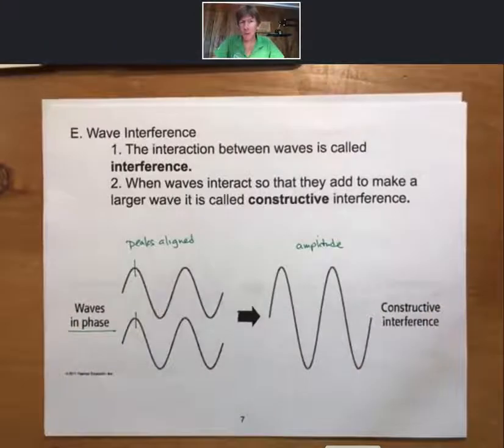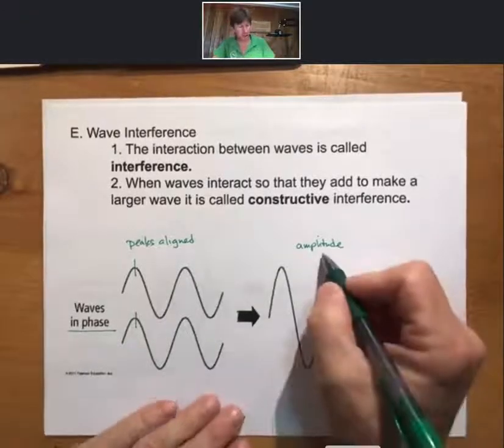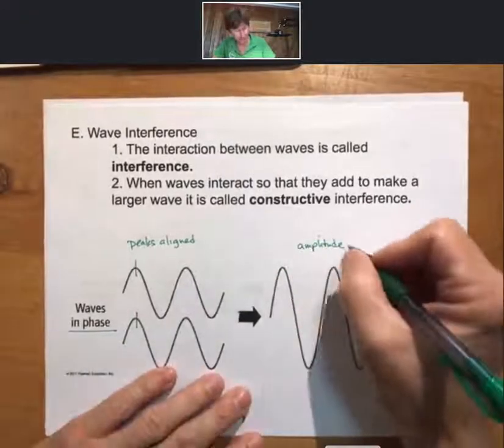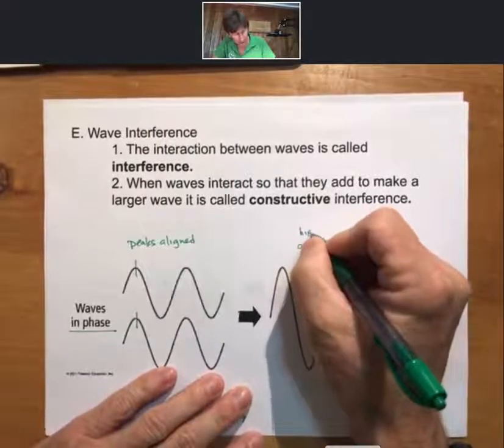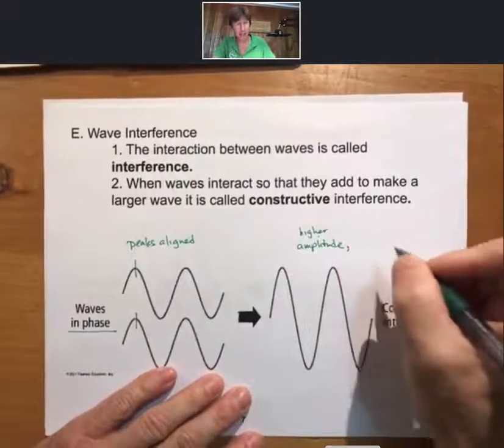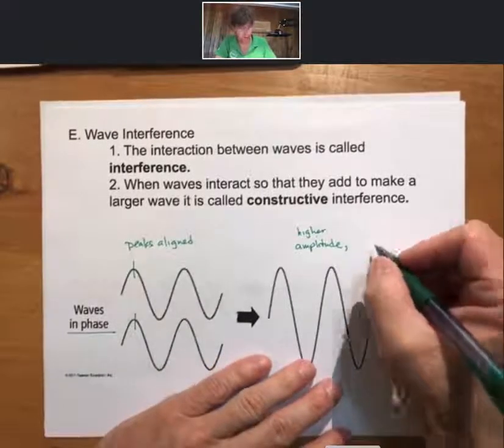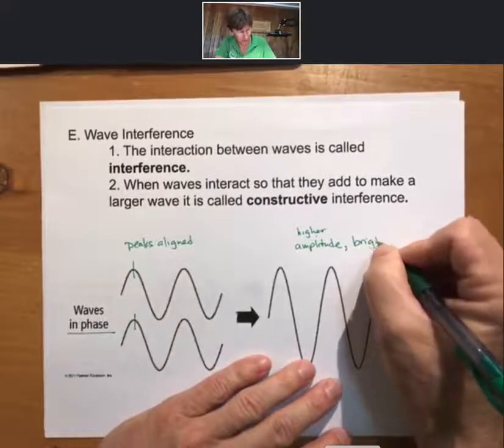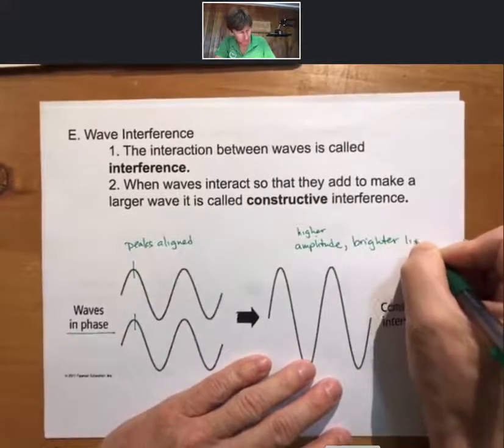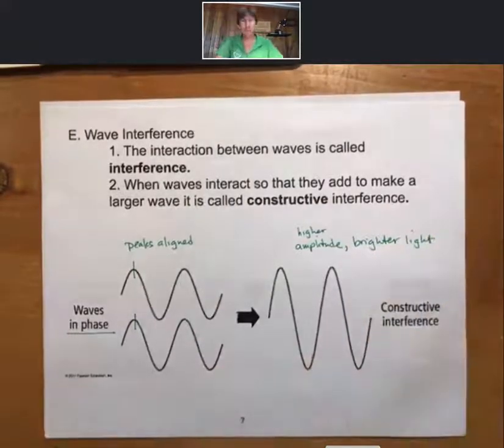And we focus on wavelength and frequency for the properties of waves. However, the more waves you have together in phase, you're going to get higher amplitude. And another way of saying that, when you get enough, is you get a brighter light. And that's constructive interference. When the waves are in phase, then they add.